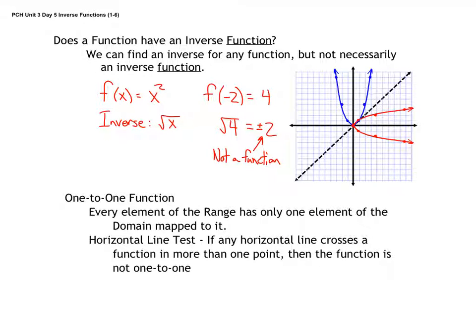So, first of all, we can flip anything over the line y equals x, right? However, that doesn't mean it's going to be an inverse function. Because you guys know, to be a function, every x can only be mapped to one value of y. In other words, if we have directions that tell us how to get somewhere, following them backwards may not get us exactly in the right spot. It may end up in 2 different spots.